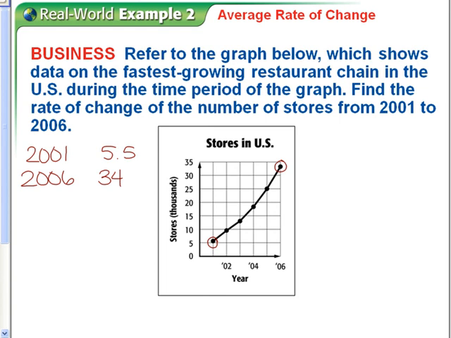So our stores is our y's, so we subtract those, and that is our numerator. And that answer is 28.5. And then we put the denominator as how many years that has been, and that's over 5 years. So if we go ahead and divide that, it's changing on average 5.7 stores per year.